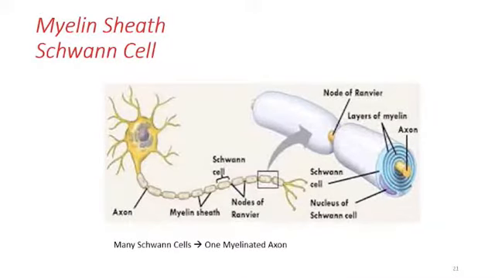And this is a Schwann cell. We have our node of Ranvier again, also in the peripheral nervous system, but one Schwann cell for one myelinated axon.